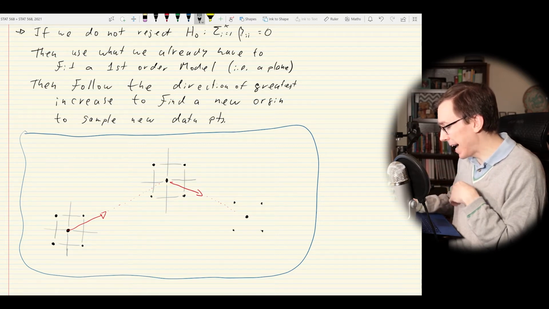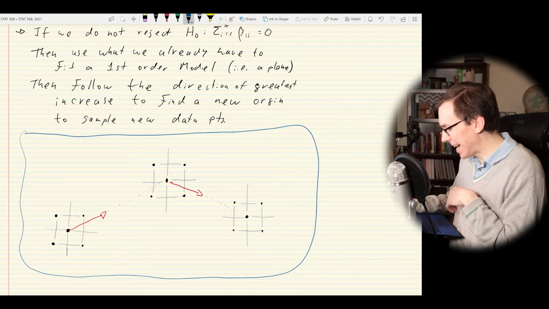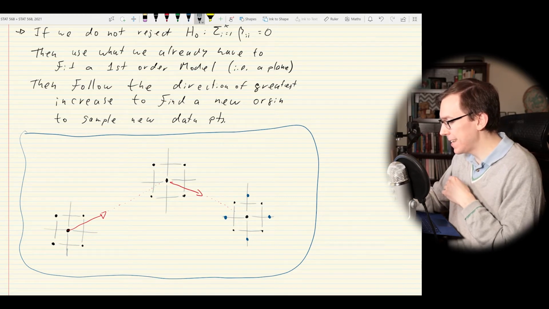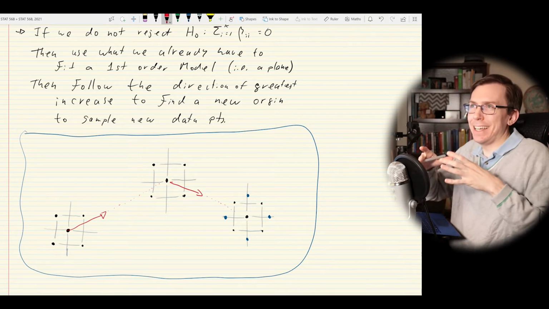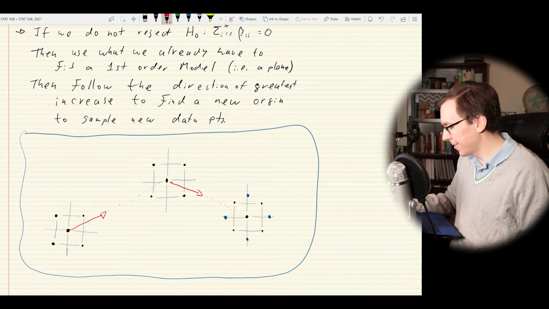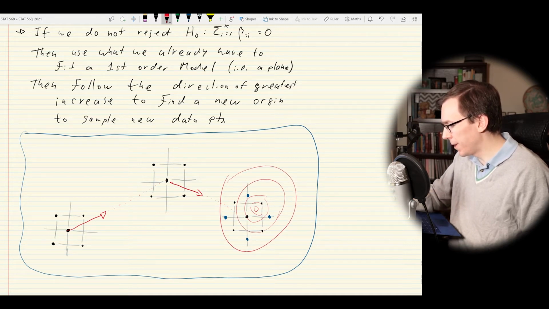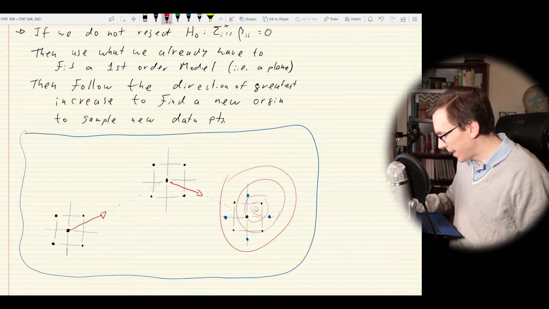And then maybe this time we actually do reject the null hypothesis, and it tells us, I think there's something quadratic going on here. So then we say, good, in that case, I'm going to collect my axial points in blue here. And now that I've collected my axial points, I can fit a second order model. And the second order model, if we look at it in terms of contour lines, is going to look like a bunch of concentric circles, which I'll try to draw here, something like this. This could be our second order model. And then we identify our critical point here in the center of it.